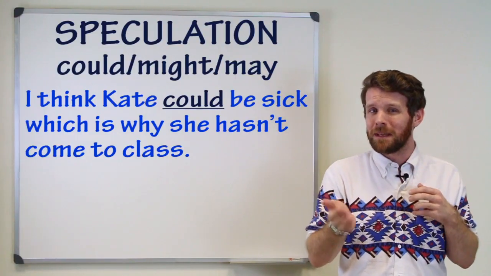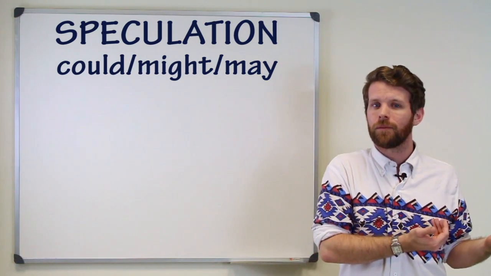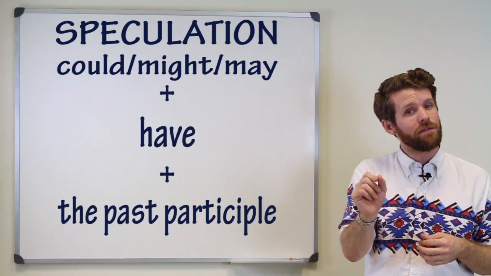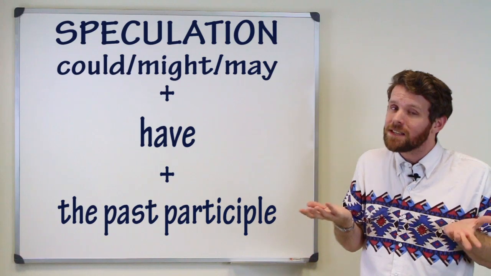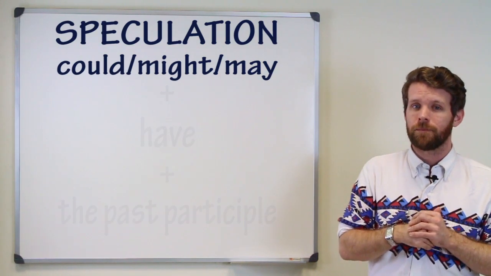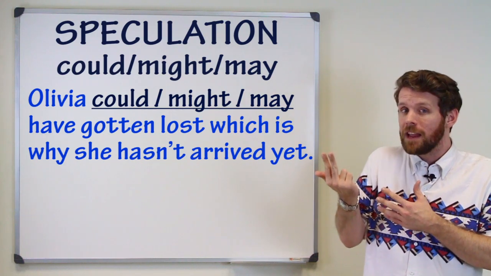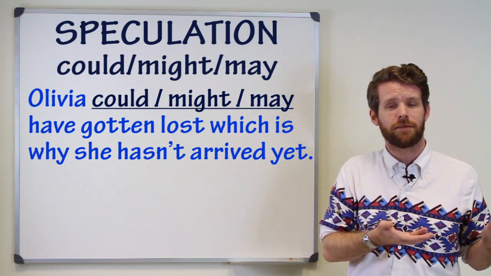We use could, may, or might to speculate about events which we think are possible. I think Kate could be sick, which is why she hasn't come to class. We use could, might, or may plus have plus the past participle to mean that something possibly happened in the past. Olivia could, might, or may have gotten lost, which is why she hasn't arrived yet.